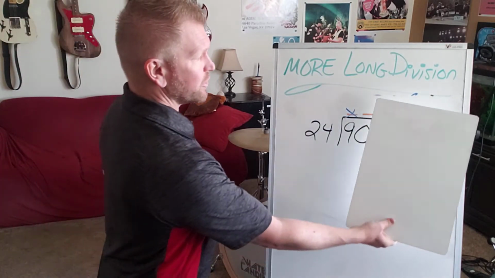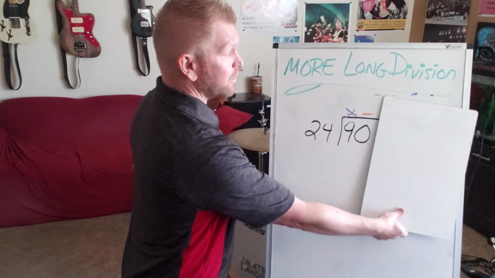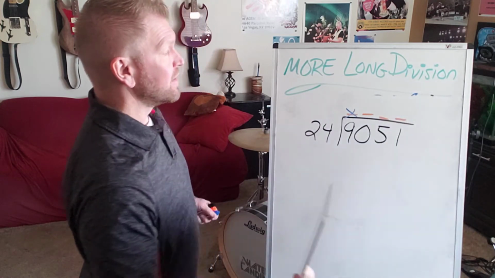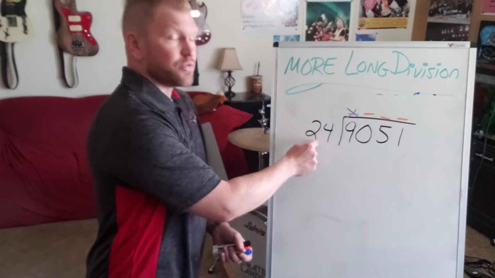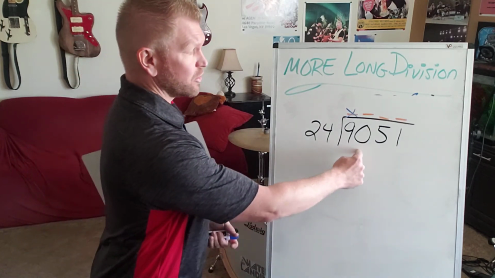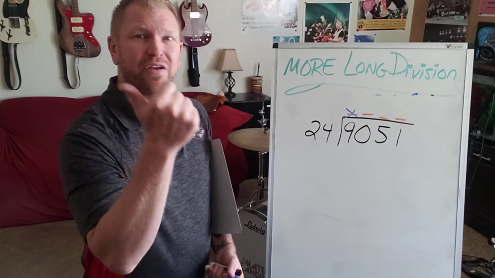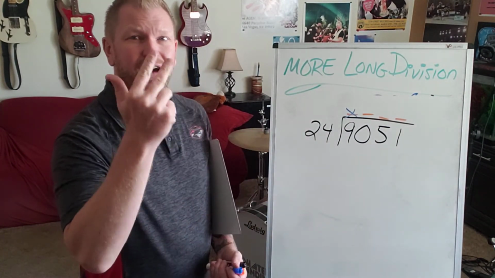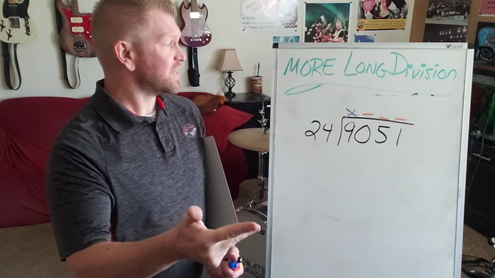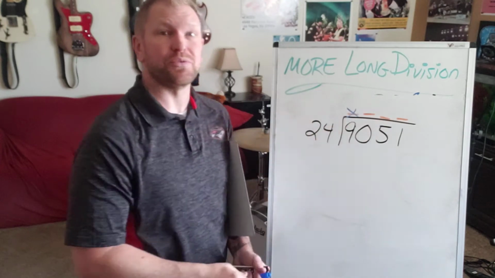Okay, what about 24 into 90? 24 is smaller than 90, so it will fit in there. The question is how many times? Now what you might do is this. 24 is kind of close to 25, and I can count by 25s. I'm trying to get close to 90, so go 25, 50, 75, 100. 100 is too big, so 25, 50, 75. That's 3. I'll bet you the answer is 3.